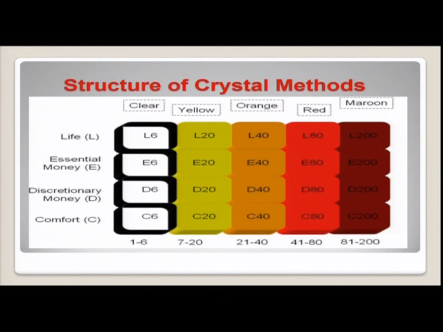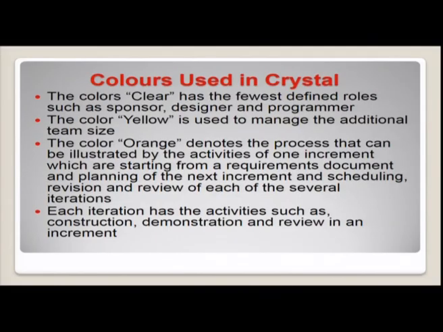So, my dear students, this Crystal method is determined with 5 different colors such as Crystal Clear, yellow, orange, red and maroon. This is very important as far as the questioning is concerned. The structure of the Crystal method is more vital. The colors represent the project team size, as well as the criticality of the project. Then let us see about the colors used in detail.